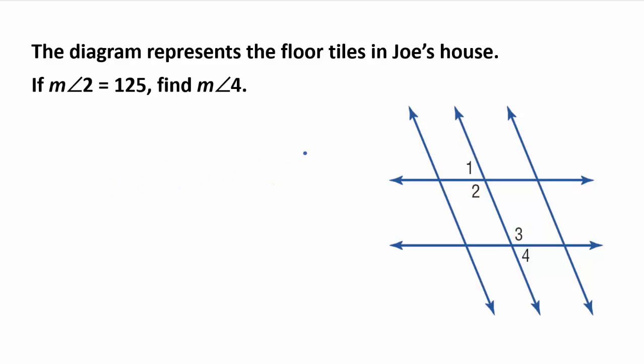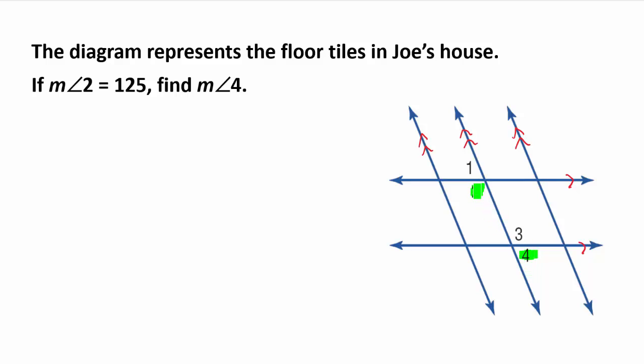We could do the same thing here for this problem that we did for the last one. We need to find angle 4. But first, again, I'm going to mark my lines parallel just so I know that they are. Okay, and the measure of angle 2 is 125. And we need to find the measure of angle 4. Now, we don't know a relationship between these two that we know of. We haven't looked at anything like that.